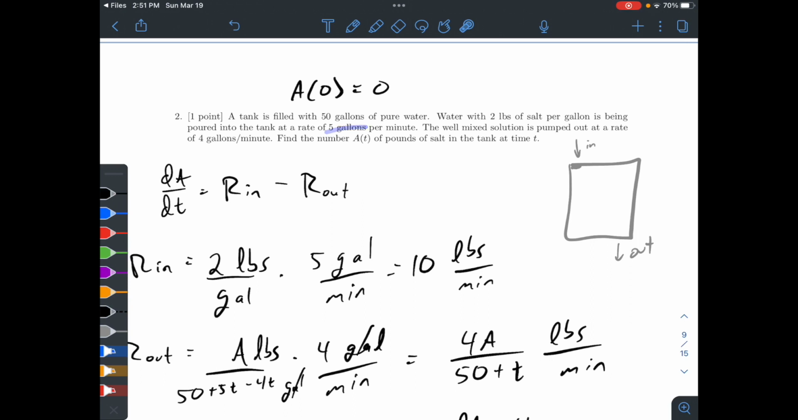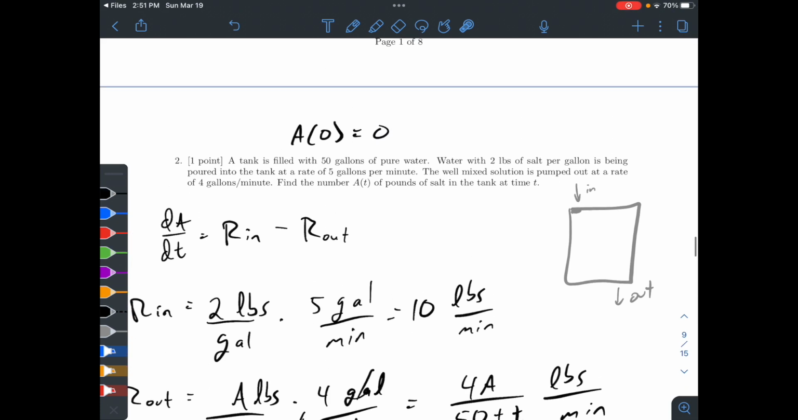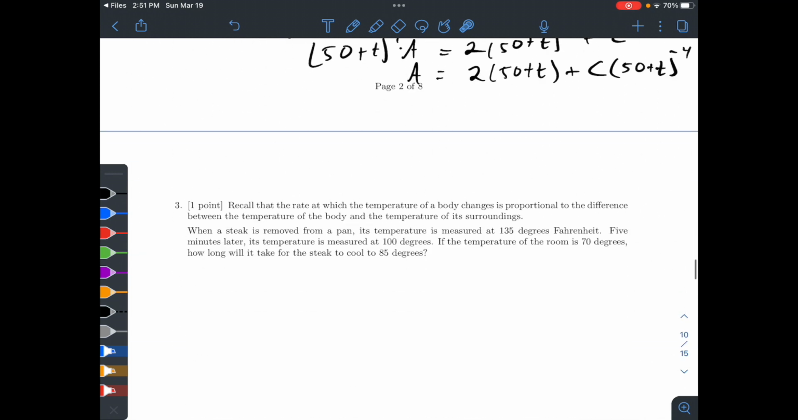If it said that it's filled with 50 gallons of water with 10 pounds of salt at the beginning, then that would tell you A of 0 is equal to 10. If it was initially filled with 20 pounds of salt, then A of 0 is equal to 20, right? Just like that. So A of 0 is equal to 0 in this case, so we're just going to plug that stuff in. A of 0 equals 0.